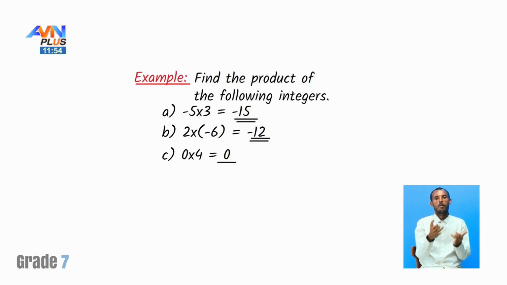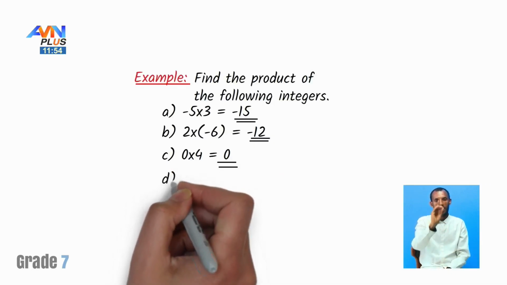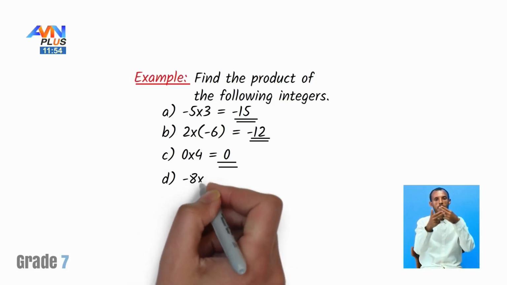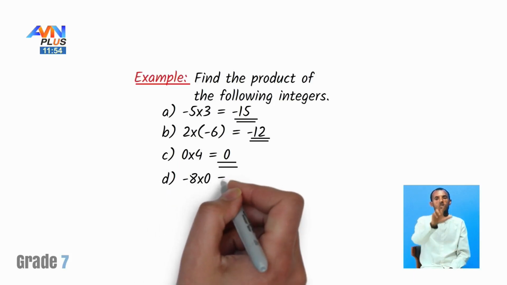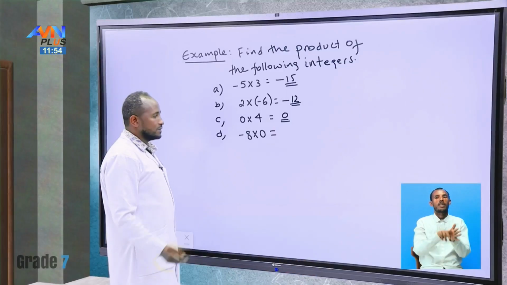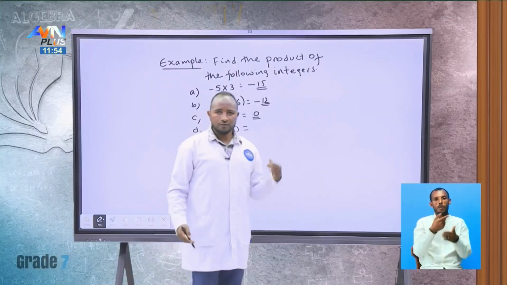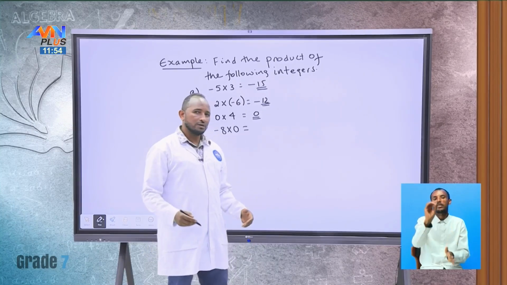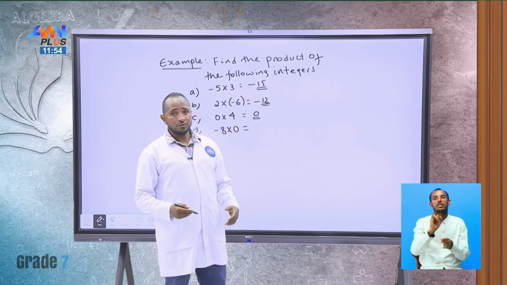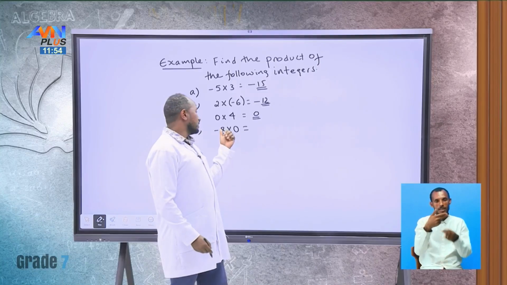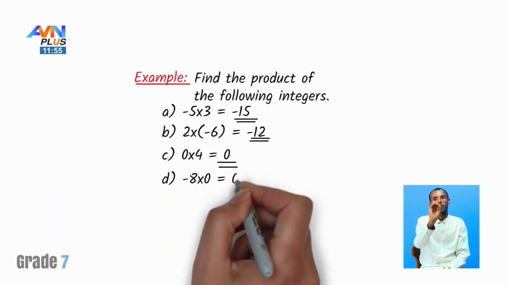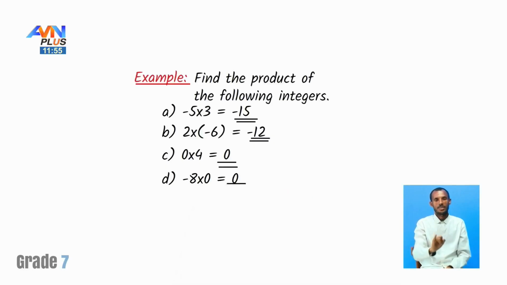Now let's proceed to example D. Take these two numbers. Negative 8 times 0. What is the product of these two numbers? Negative 8 and 0. Good. The answer is 0, because we said the product of an integer and 0 is always 0. So the correct answer is 0.